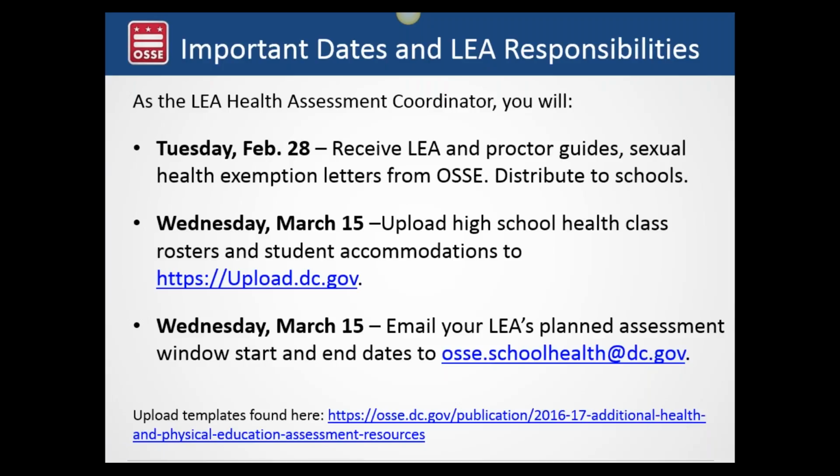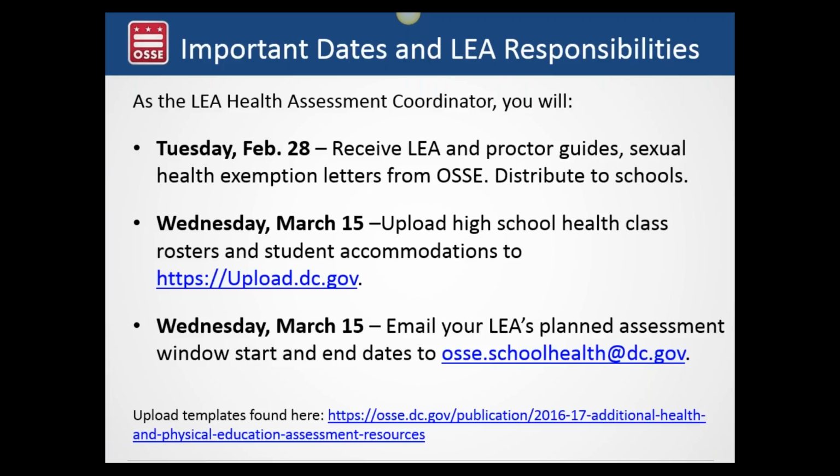The other things that are available to you through the website are sexual health exemption letters. Those are available in English and 5 other translations, and those are also listed on the OSSE website on the resources page. And the last 2 things were a template for collecting information. So one is a template for collecting high school rosters. Again, we need to know the high school students within your LEA who are enrolled in a health class this school year. The last thing is a template for collecting accommodations needs. So those templates are available on the site as well as in this webinar.